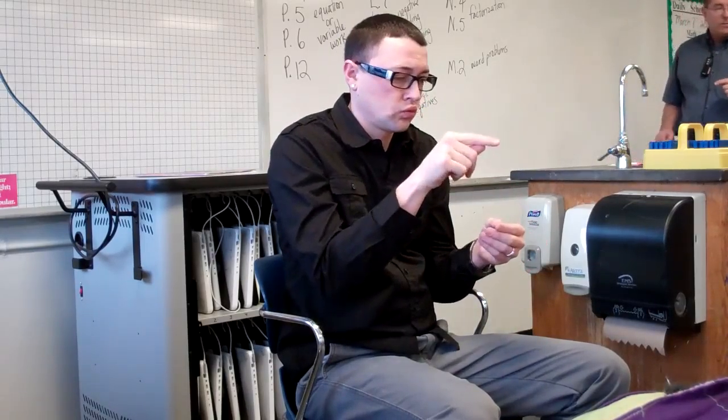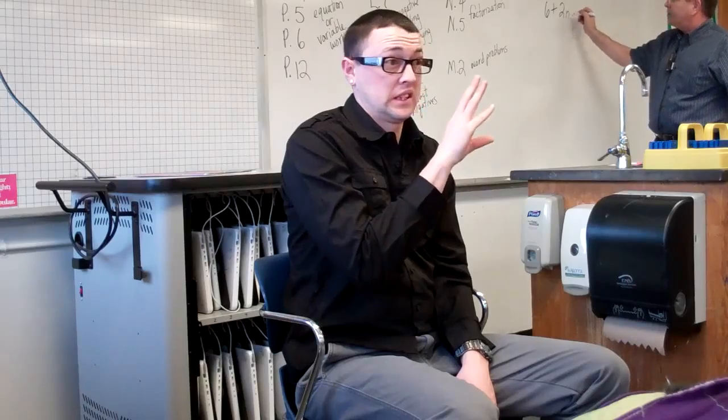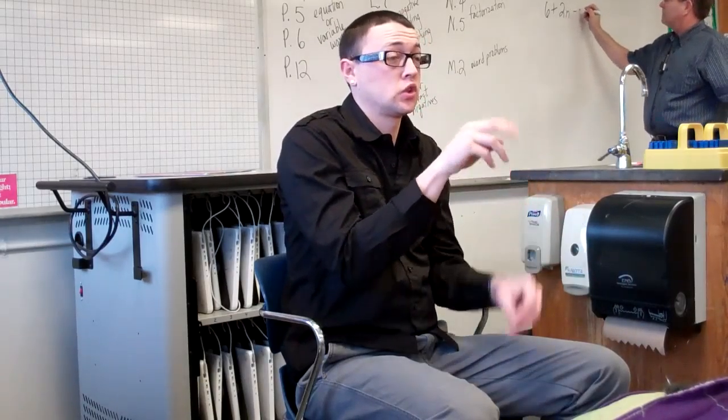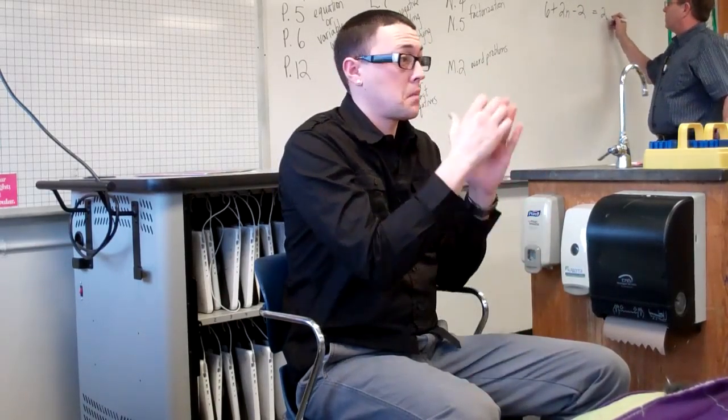Okay, so Devin had a question to start out. Which one do we want to look at? 5 or 8? Number 5? And 8. Well, we'll do 5 first. So we've got 6 plus 2n minus 2 equals 20.